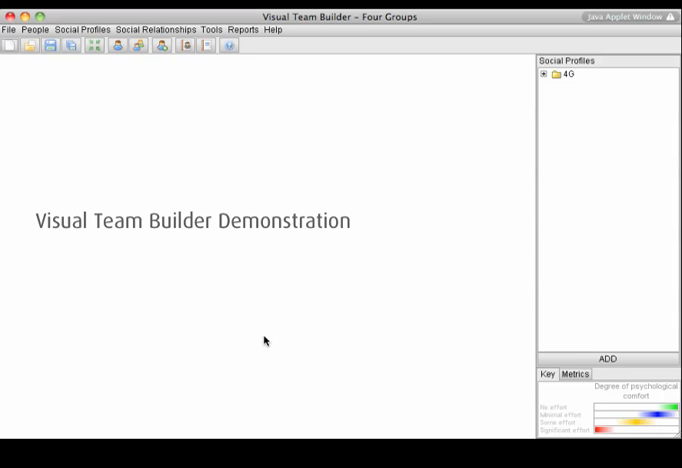Welcome to the online demonstration of the 4G Visual Team Builder. 4G is a diagnostic and predictive tool for understanding workplace relationships, behaviour and culture. Focusing on the intangibles that drive performance, 4G provides insight into the complex dynamics that affect the variability of team or group performance.